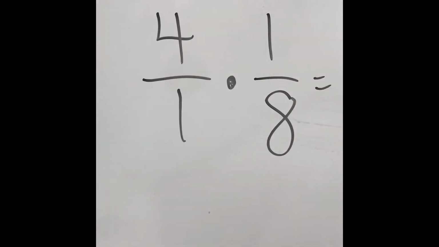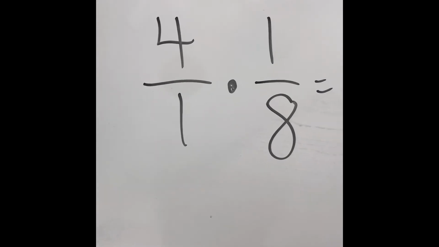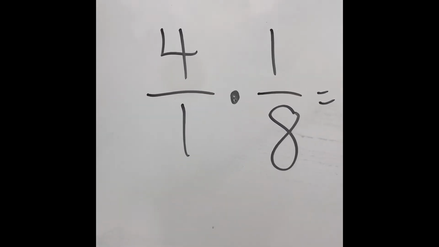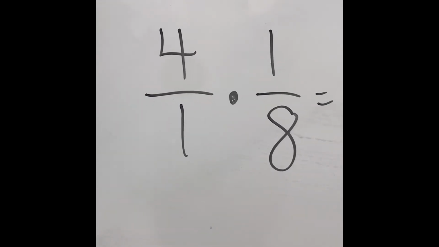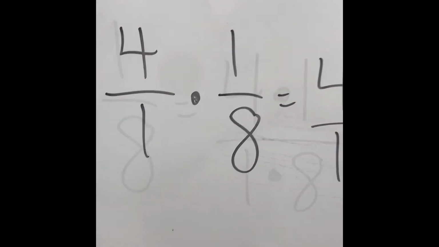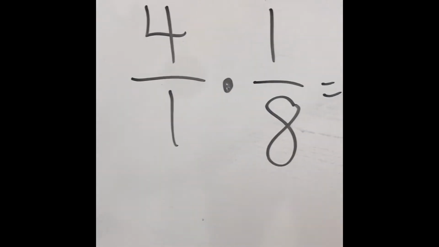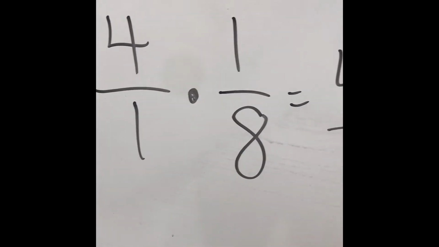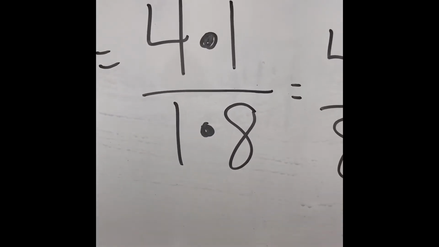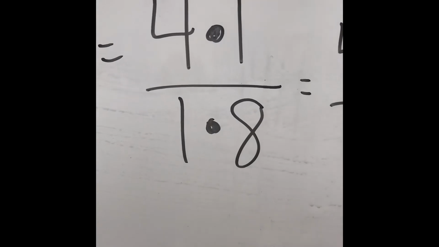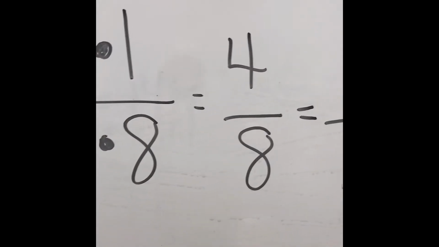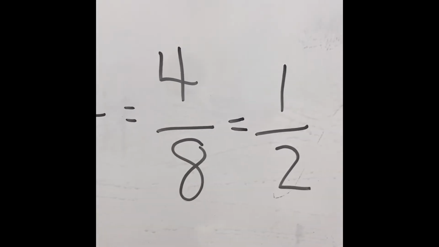What this looks like is 4 times 1/8. A whole number of 4 will be the numerator and 1 is the denominator for any whole number. You multiply by 1/8, which when multiplying fractions you multiply straight across. So I would have 4 times 1 as my numerator and 1 times 8 as my denominator. This would equal 4/8, and when simplified, it equals 1/2.